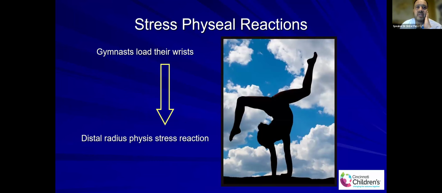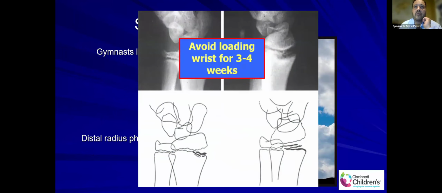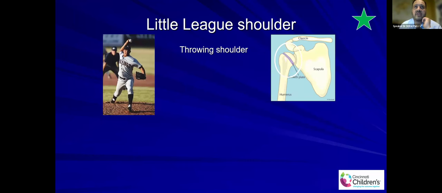Gymnasts, they load their wrist and they can get distal radius physis stress reaction. They can present with wrist pain. And again, avoid loading the wrist for 3 to 4 weeks. For symptomatic treatment, you can use a brace or modified activities.